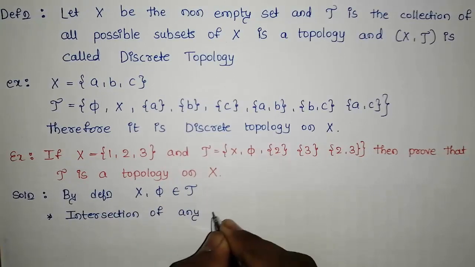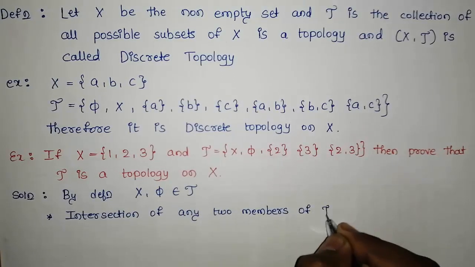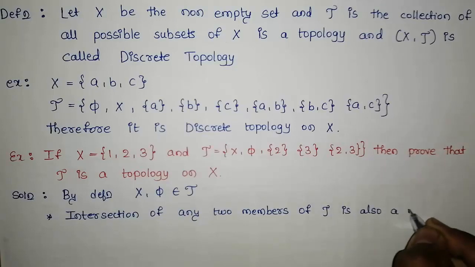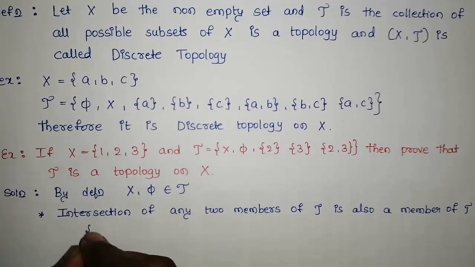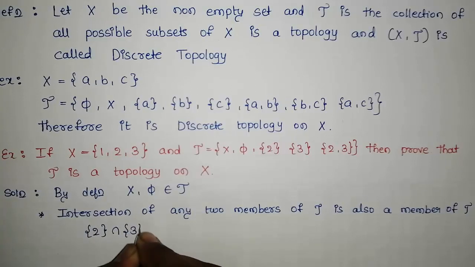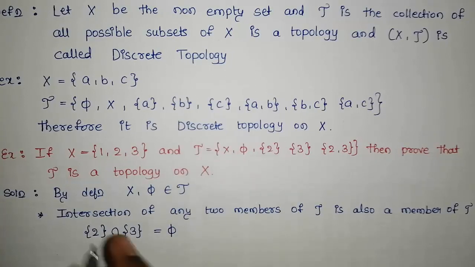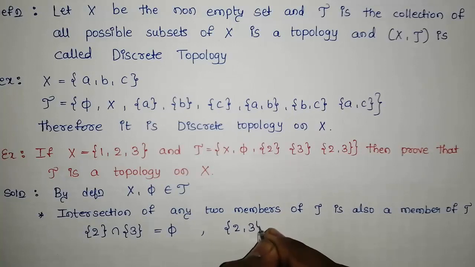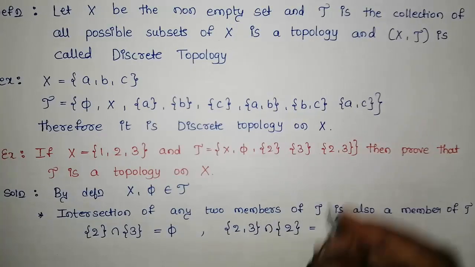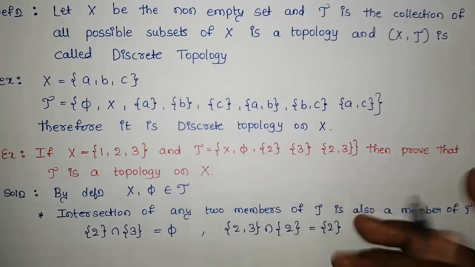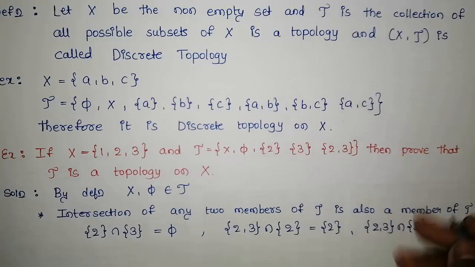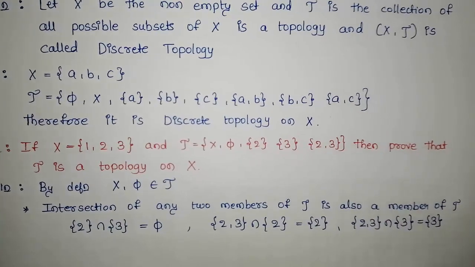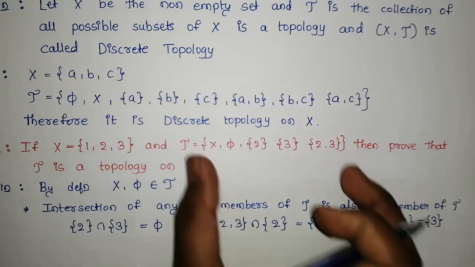So next, intersection of any two members of tau is also a member of tau. That is, consider here intersection of {2} and {3} gives null set. So this belongs to tau. Consider another one, {2, 3} intersection {2}. So this gives {2}, which also belongs to tau. And consider another one, {2, 3} intersection {3}. So here also this gives {3}. Here intersection of any two members of tau is also a member of tau, because these all belong to this set.